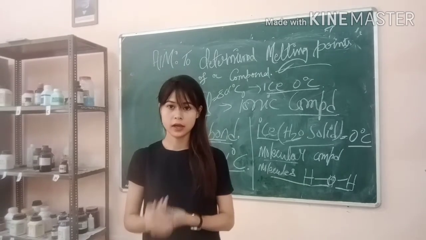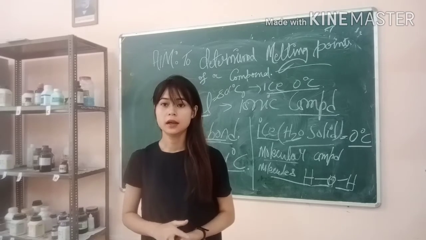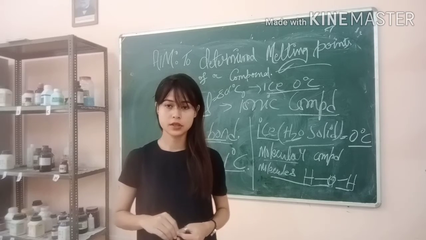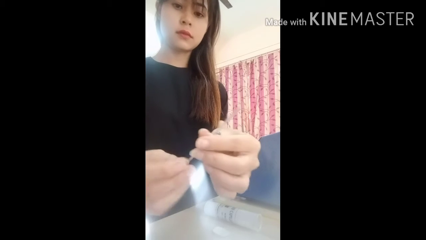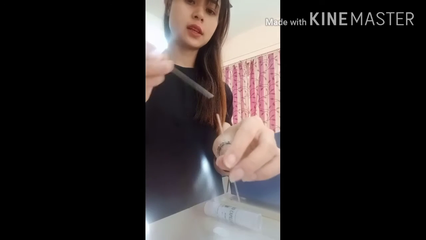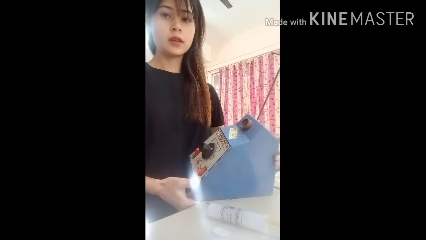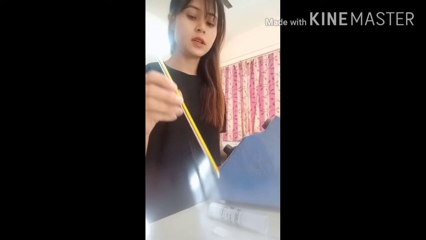For the apparatus required, you will require the melting point apparatus, and the other one is your capillary tube. These are your capillary tubes, in which you have to insert the sample from this tiny hole, and you need to insert this in this apparatus. That is your melting point apparatus. And you will require this thermometer, which will be inserted in this hole.